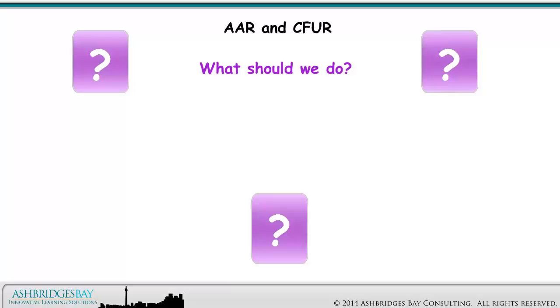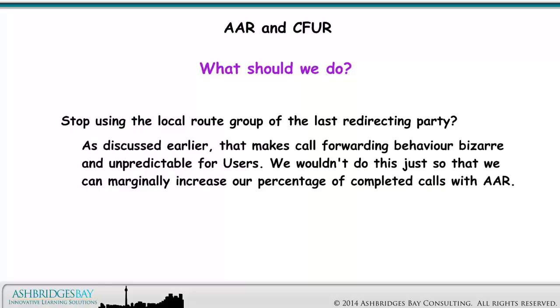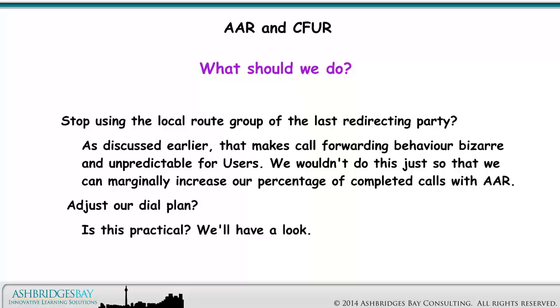What should we do? Stop using the local route group of the last redirecting party? As discussed earlier, that makes call forwarding behavior bizarre and unpredictable for users. We wouldn't do this just so that we can marginally increase our percentage of completed calls with AAR. Or adjust our dial plan? Is this practical? We'll have a look.